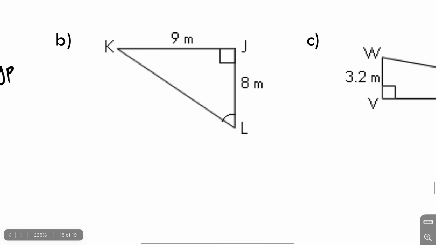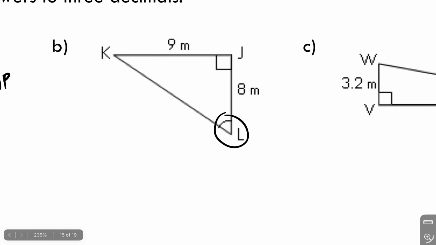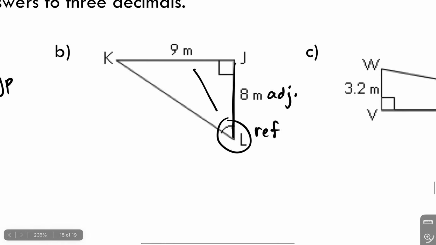The next triangle, here I have L marked as the reference angle. Okay. 8 is the side right beside this reference angle. Let's call that the adjacent side. And 9 is all the way opposite of the reference angle.